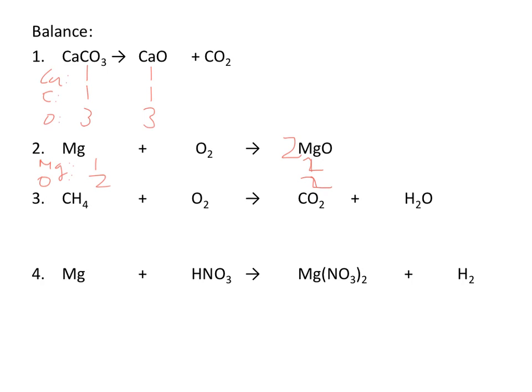So we're no further forward, it might appear, because we're still not balanced. We've sorted our oxygens, but we've messed up our magnesiums. Our magnesiums were fine before. But if I put a 2 here, that means I just double the magnesium. And now we're balanced.